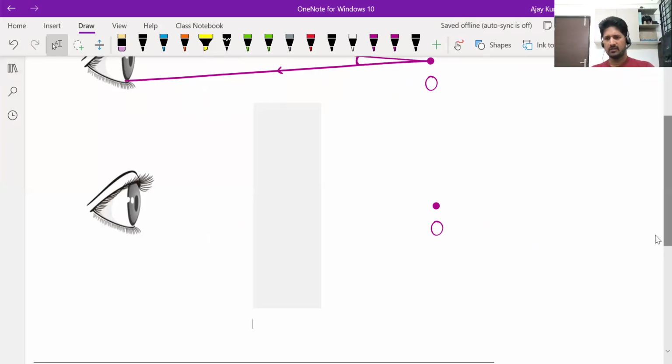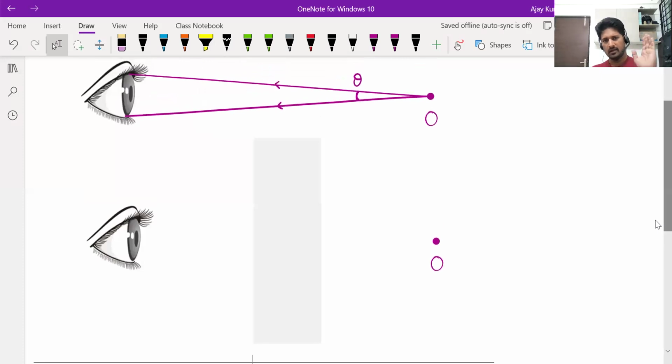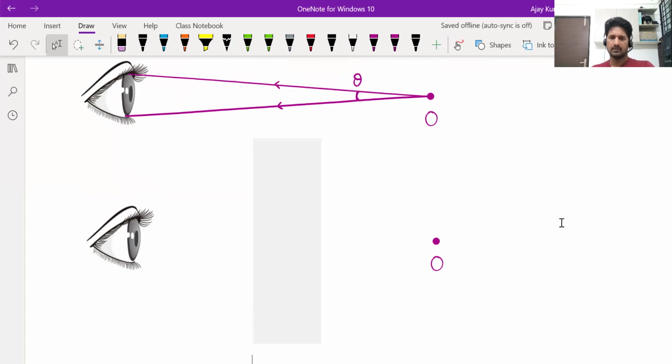But if any of you can tell, will the object appear to be at the actual distance at which it is from the eye, or will it appear closer or farther? When you see the object through a glass slab, will it appear to be at its actual distance, or closer or farther? Sir, is it closer? Closer. Okay, we'll see. Rishi, what do you say? Sir, I'm assuming closer, but I'm not sure.